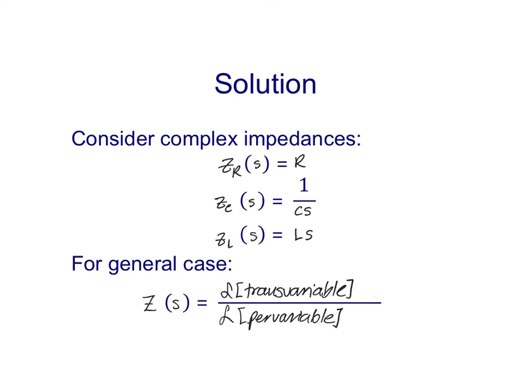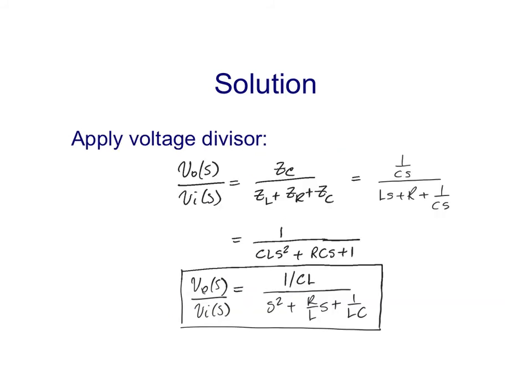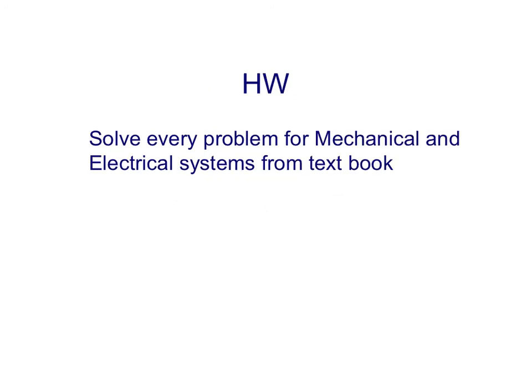Using these ideas, the circuit can be drawn as follows. And complex impedances can be treated as resistors in a typical circuit. With this in mind, it's possible to apply the voltage divider formula. Then the transfer function becomes the complex impedance of the capacitor over the sum of all the complex impedances. Finally, we have this transfer function expressed as follows.